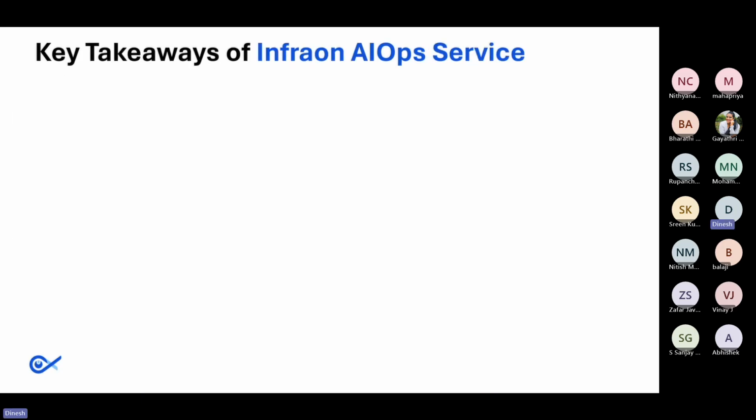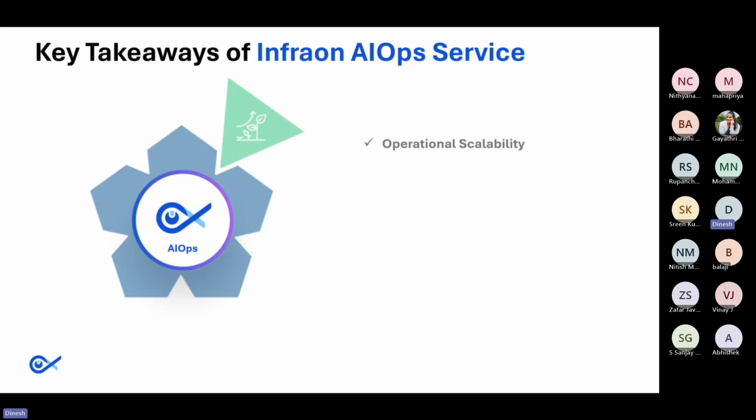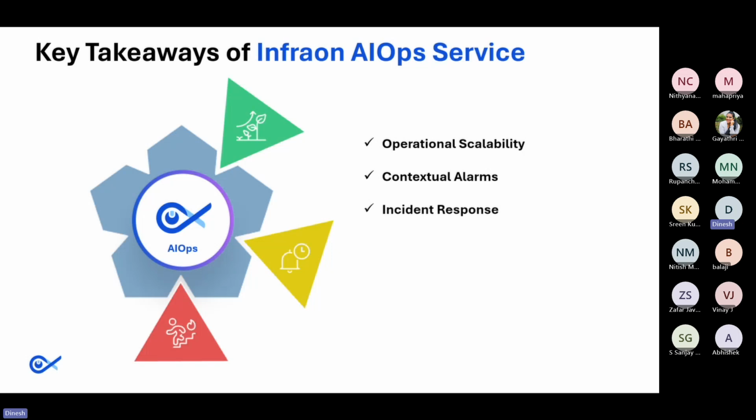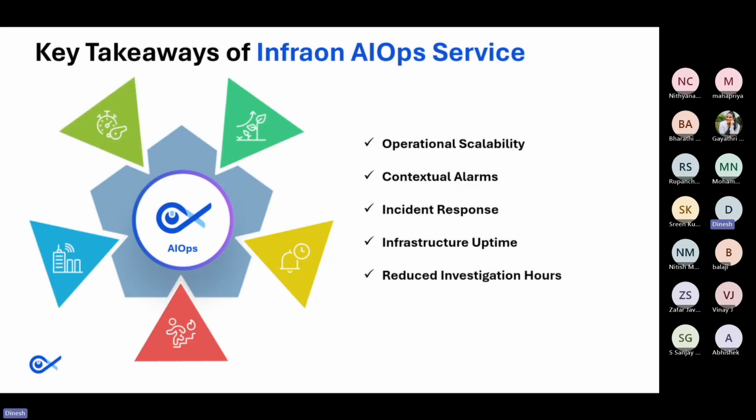So there are multiple key takeaways for Infraon AIOps service. You can see there's huge operational scalability, contextual alarms, a heavy load on the incident response is reduced, the infrastructure uptime is drastically improved. There is reduced investigation, as you don't have to spend time on investigation, everything is done automatically.